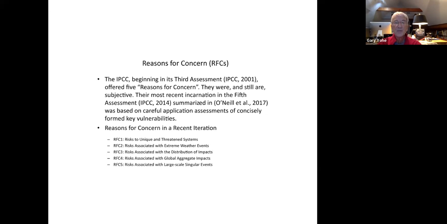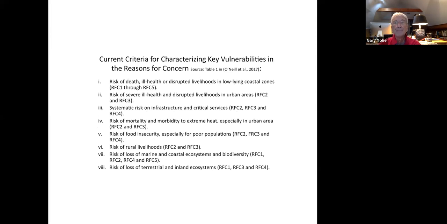Risks to unique and threatened systems, risks associated with extreme weather events, risks associated with the distribution of impacts, that's economics, and the global aggregate impacts. Back then, that was economics too, and large-scale singularities, sudden things that would be big that you might not have thought of. Those have evolved.